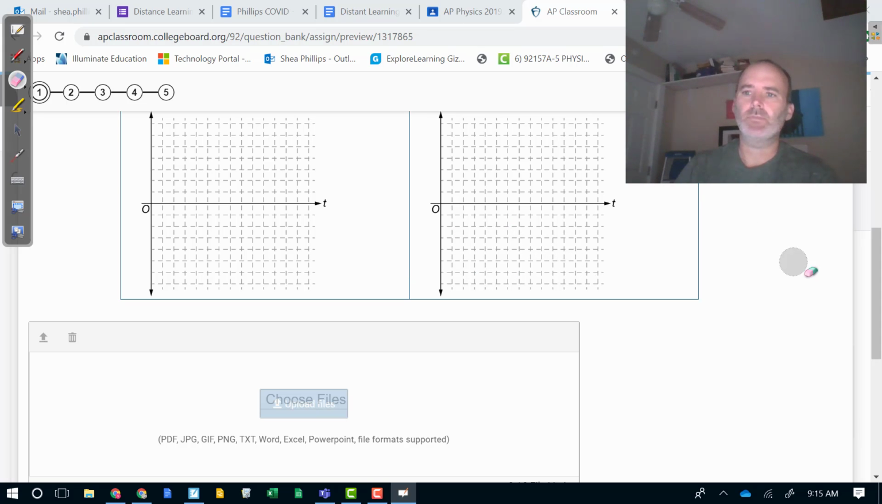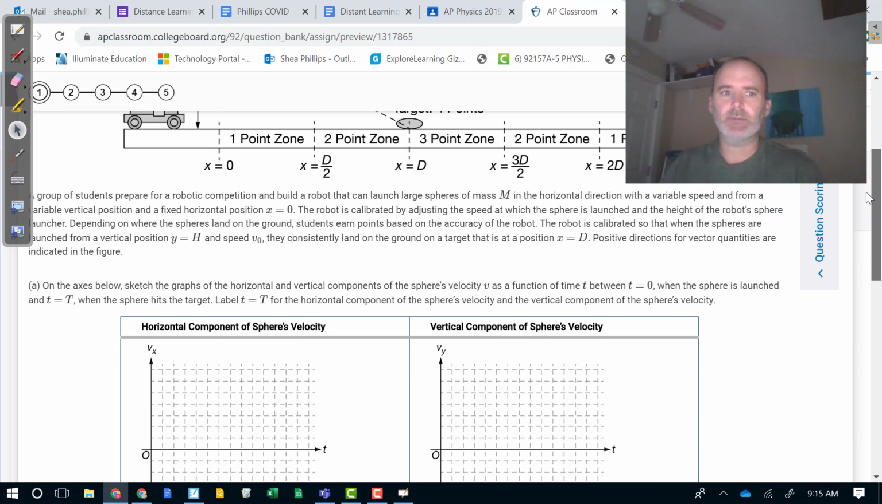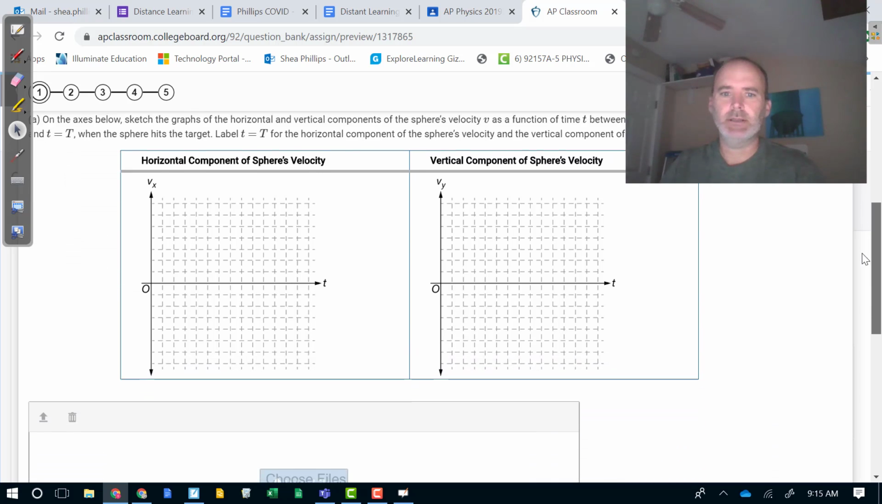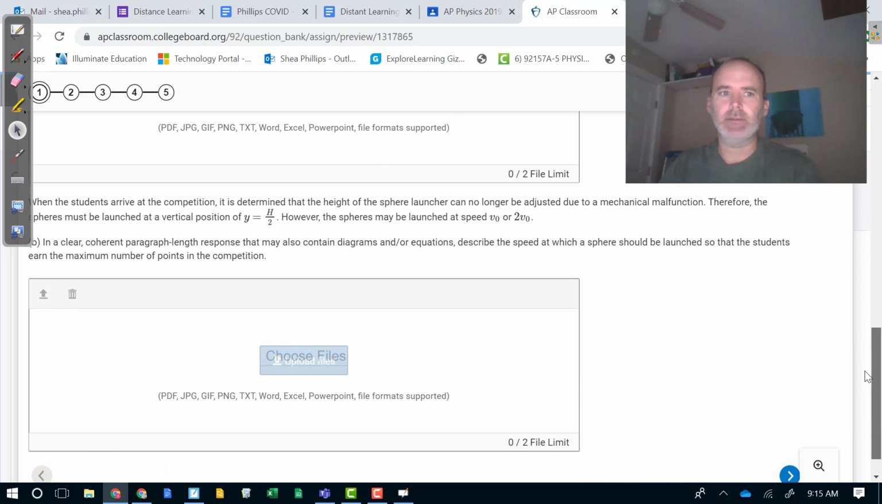So we'll go through and look at the scoring rubric in a second. But now let's go to the second part of the question. Now we're getting a little bit more complicated. So the scenario goes now, once they get to the competition, uh-oh, the thing broke and now it's stuck at h/2. So we know that the height is h/2.